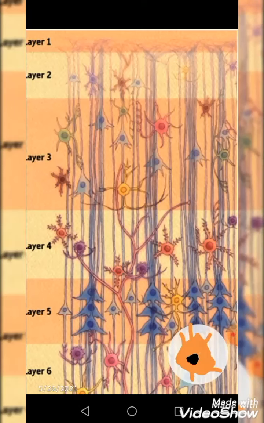And then concentrate on the last but not the least, the 6th layer, which is multiform. The name shows that here cells could be of various shapes, right? And we can name them: fusiform cells, pyramidal cells, stellate or granule cells, and Martinotti cells, and a few neuroglia are a part of that 6th layer, right?